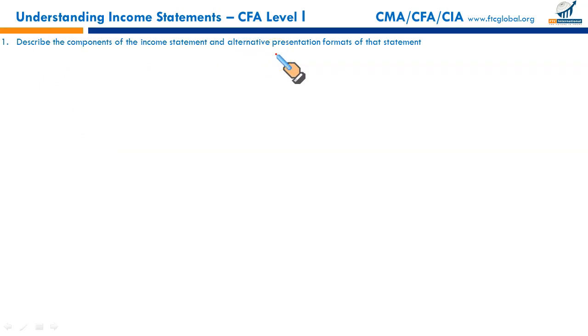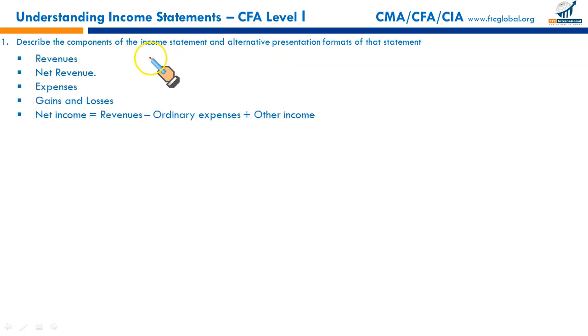Alright, the first LOS says, describe the components of income statement and alternative presentation formats of that statement. First of all, income statement is referred to as profit and loss account. That's the term we have been reading in our elementary accounting. It is also sometimes called statement of earnings, statement of operations, or simply profit and loss account. So we need to describe the components of income statement. These are the components of income statement.